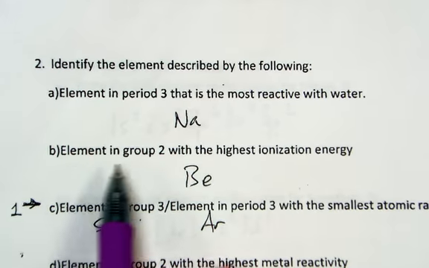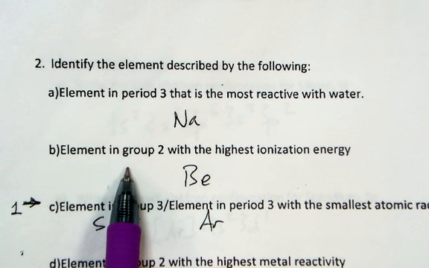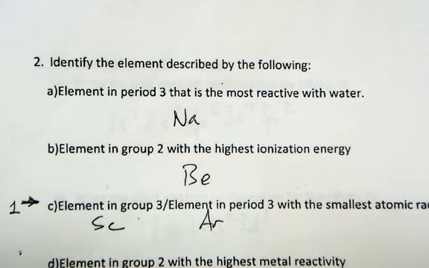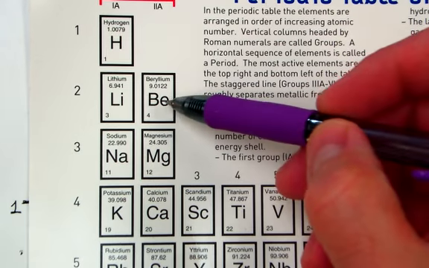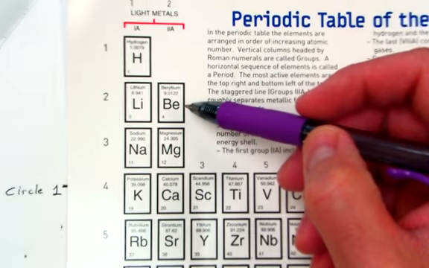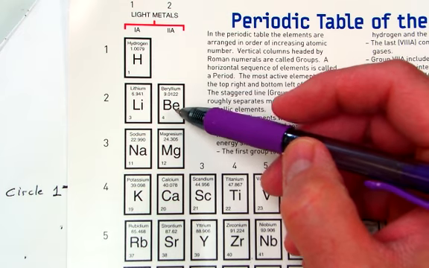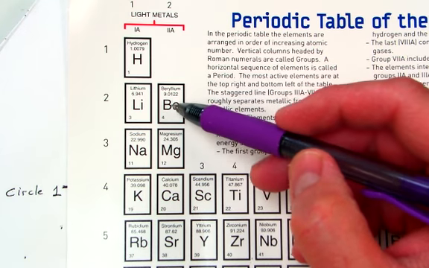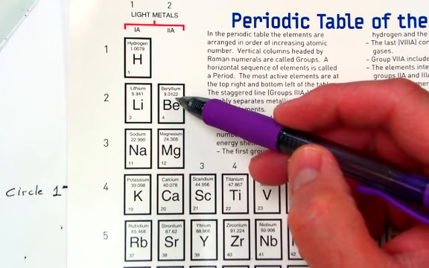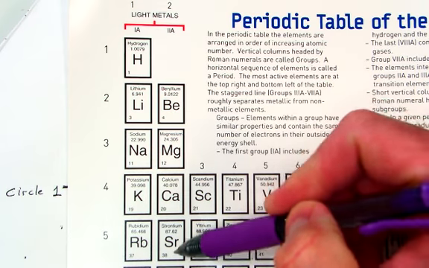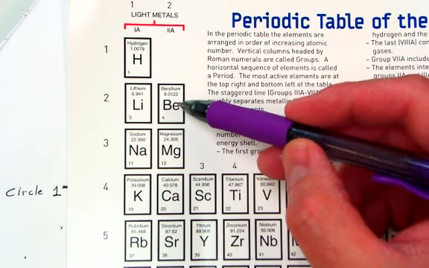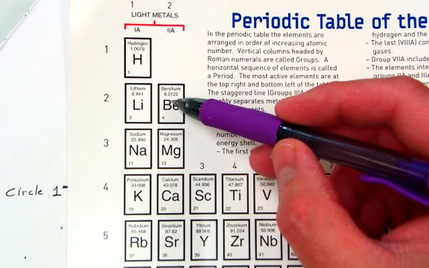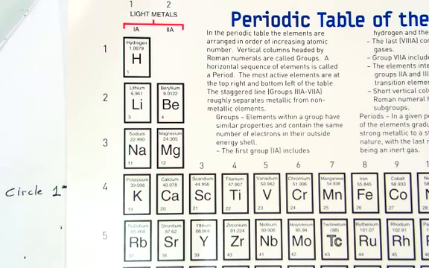Okay. Element in group 2 with the highest ionization energy. So group 2 would be the second column, and the highest ionization energy would be from the atom that's the smallest. So since your trend is that atomic size increases as you go down, your smallest element in group 2 would be beryllium. So beryllium holds onto its electrons really tightly, and that has to do with the atomic size being smaller.